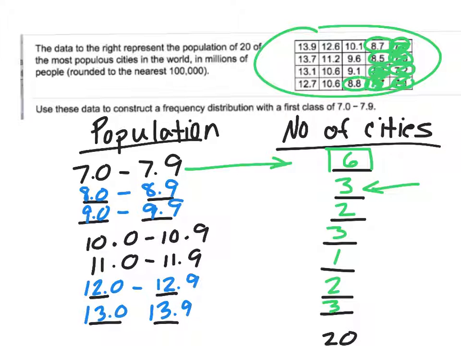I'm also going to double check myself, because they did give us an extra added clue here by telling us that all these frequencies should add up to 20. So if I add all these frequencies together, 6 plus 3 is 9, 11, 14, 15, 17, and 20. Yep, so I know that I filled that table in correctly.